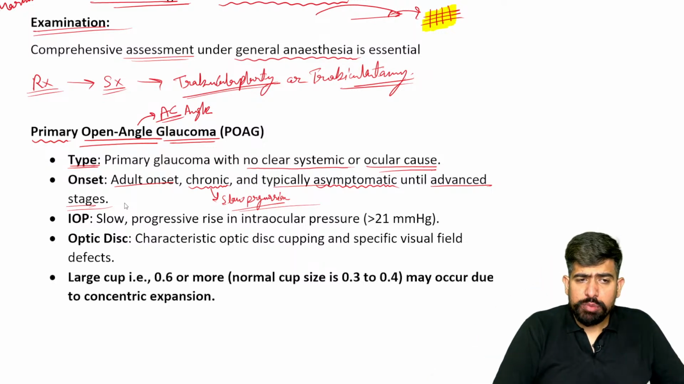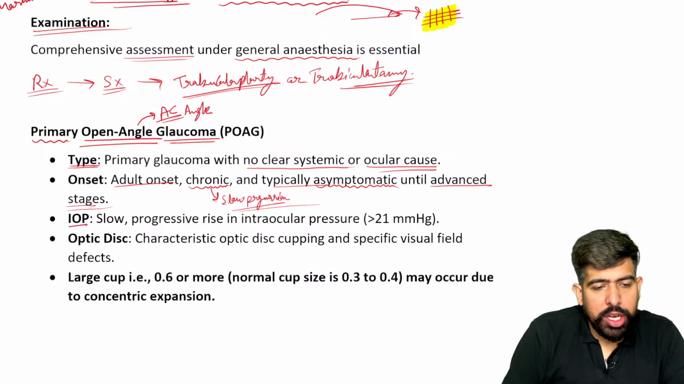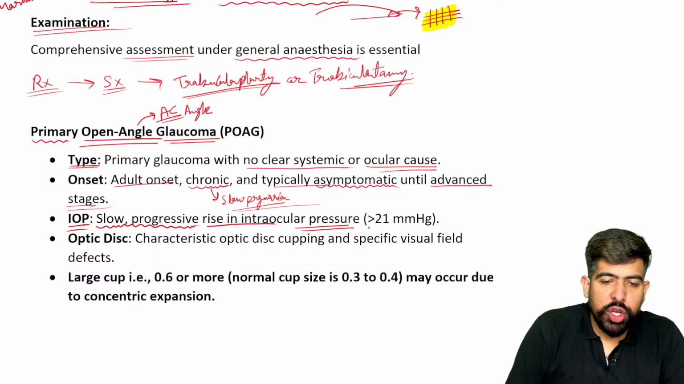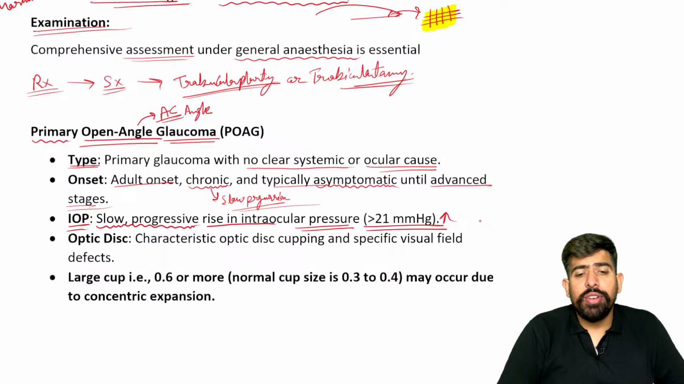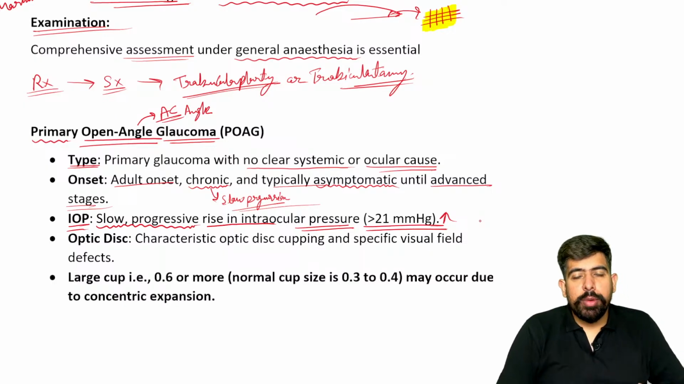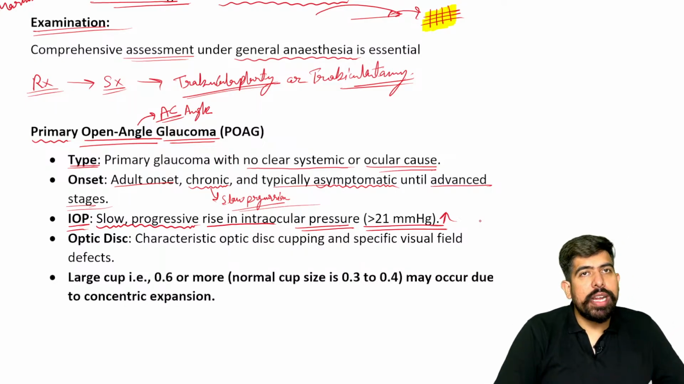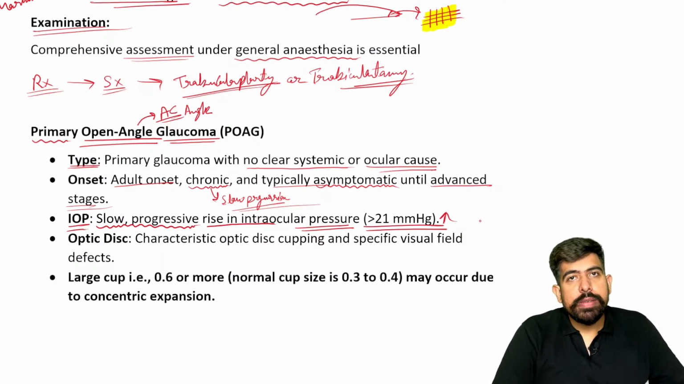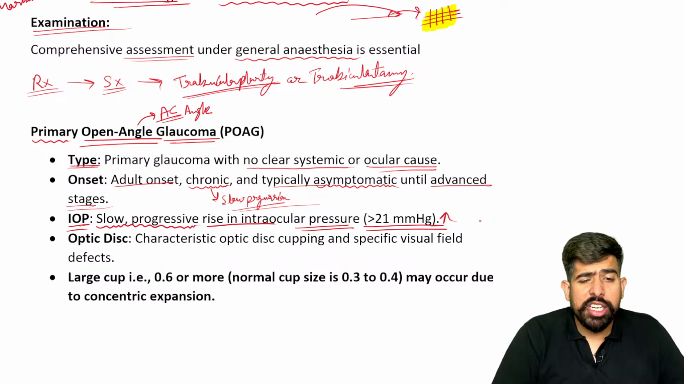This is very rare. Now, if I'm talking about the intraocular pressure of this patient, it shows a very slow, progressive rise, but surely it increases to more than 21 mm Hg. Of course, as we talked about, ocular hypertension should be present. Otherwise, that would be low tension, right? So we are not talking about low tension, we are talking about an increase of the pressure.